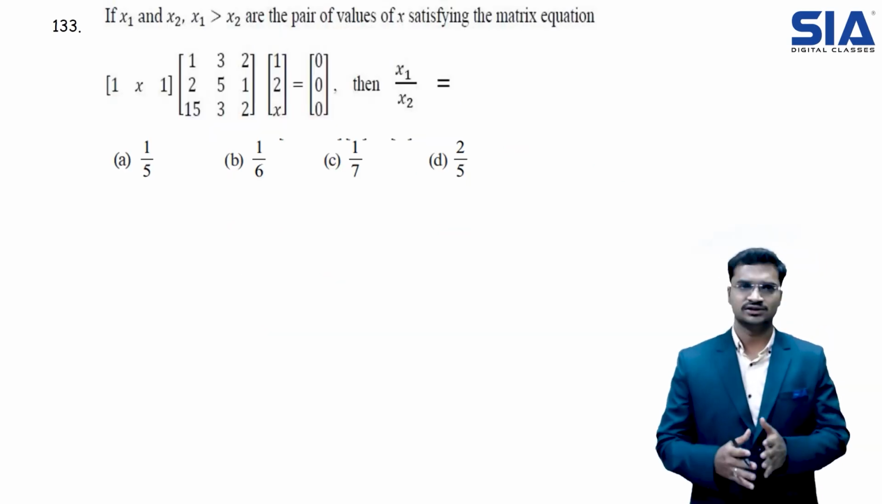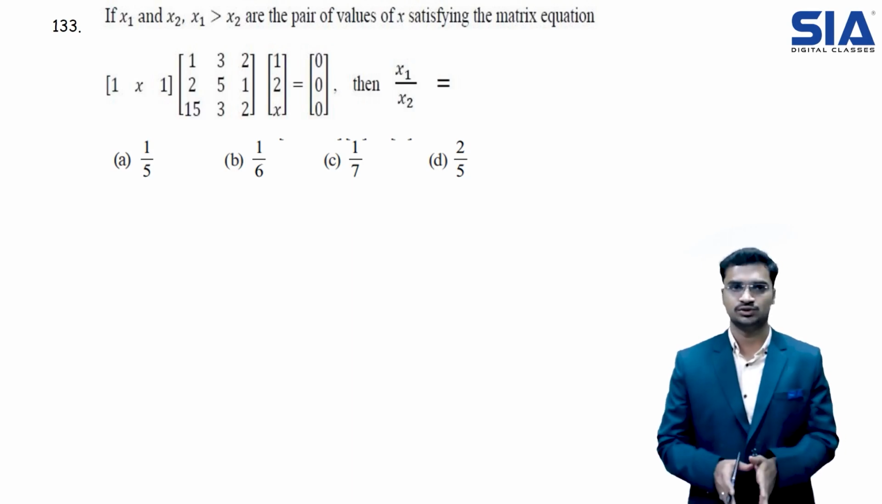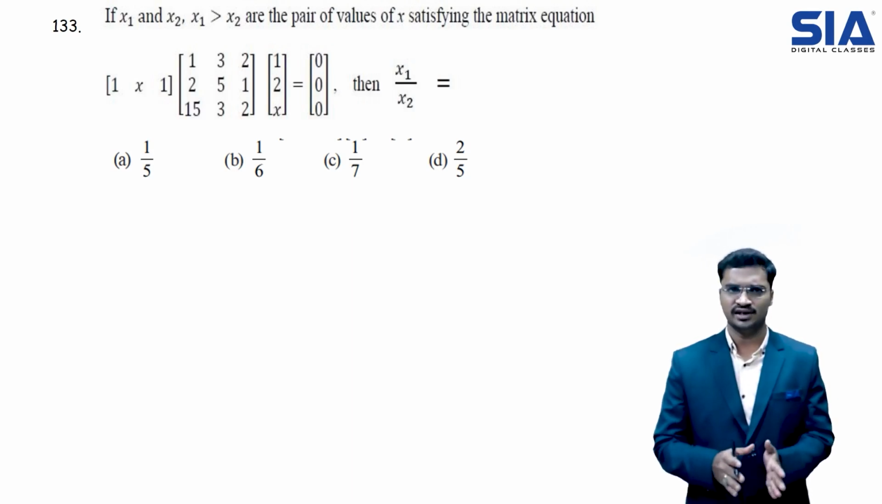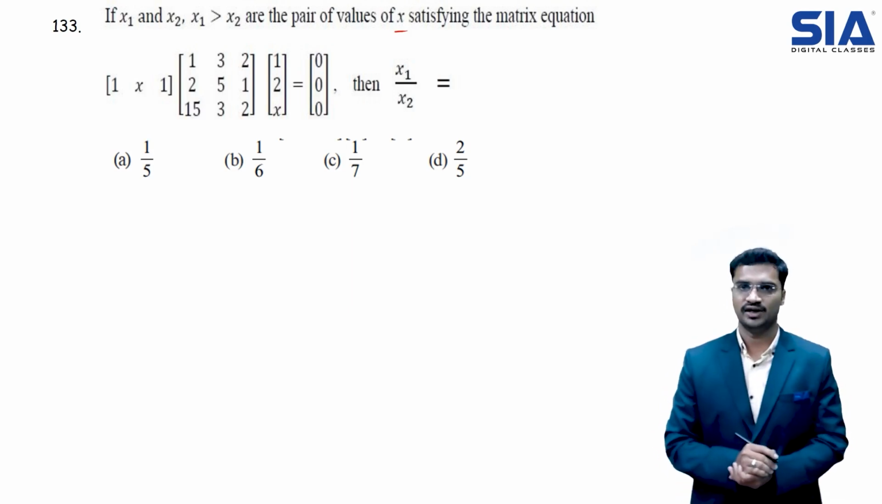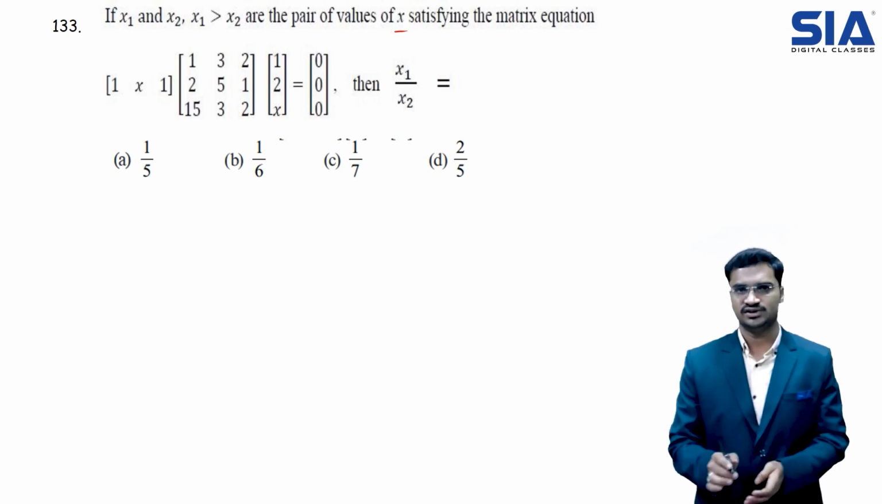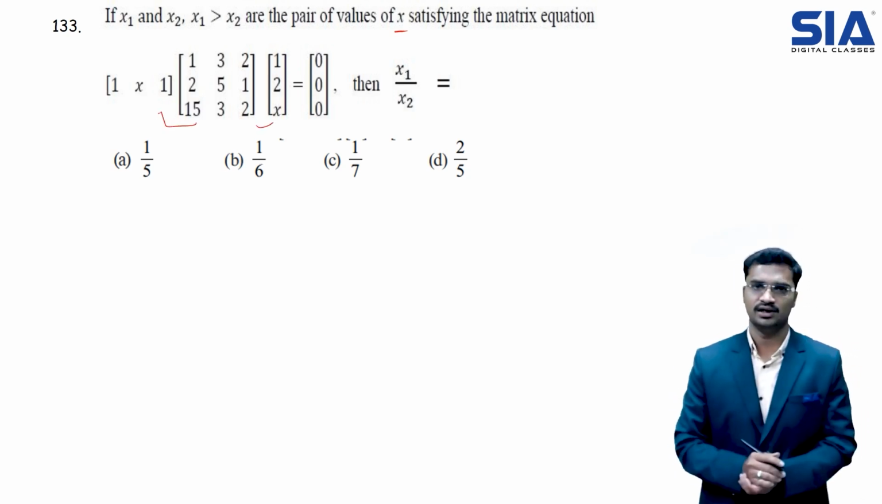Now coming to our next question, which is the 133rd question. In this question he is saying that if x1 and x2, where x1 is greater than x2, are the pair of values satisfying the matrix equation which is equal to 0. So after multiplying all of these matrices, I am getting a 0 matrix.